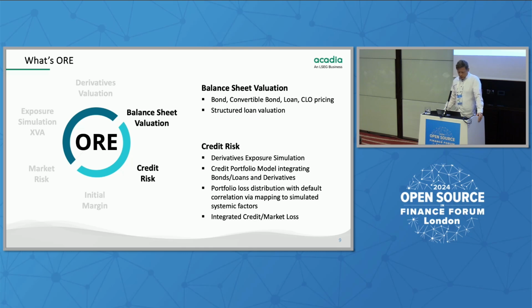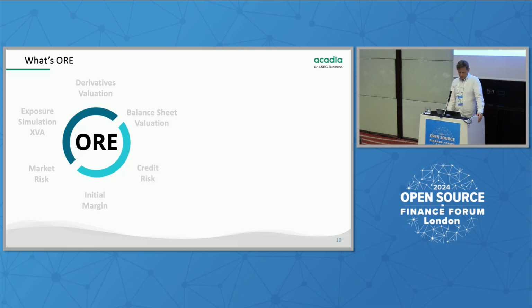We have a credit portfolio model that includes bonds and loans with the derivatives, and also portfolio loss distributions where you can really not look at individual trades but at the entire portfolio. So very interesting stuff.